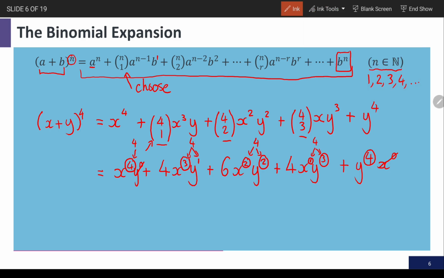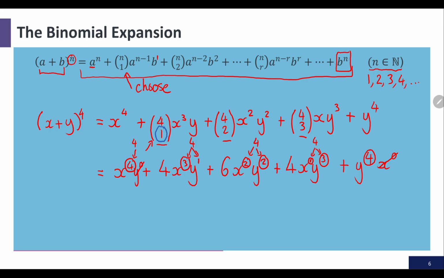The other thing to notice is this bottom bit of the choose is also the power on the second term. That's 4 choose 2, and that's y squared. That's choose 3, y cubed. If you spot that, well done. If you didn't, don't worry about it. And you would have seen it anyway on the formula up there. So lots and lots and lots of patterns going on. Okay, so you don't need to write that down. I'm just showing you for observations. The next slide, we're going to do one.